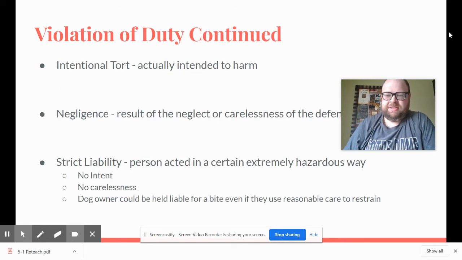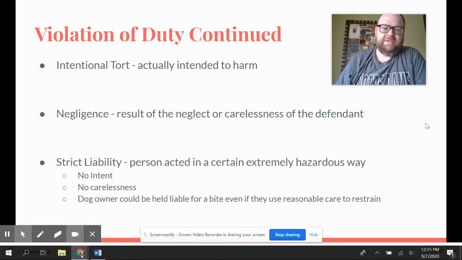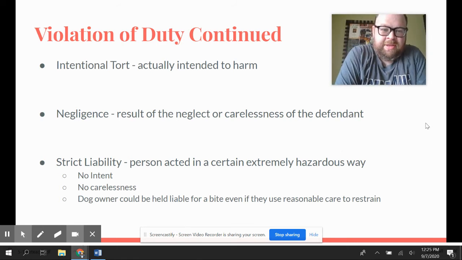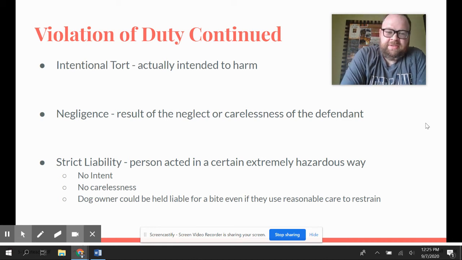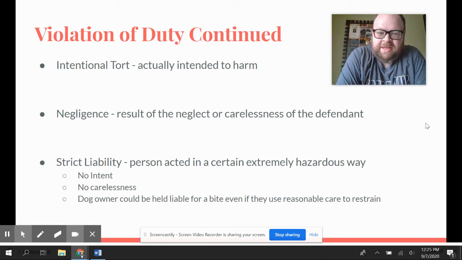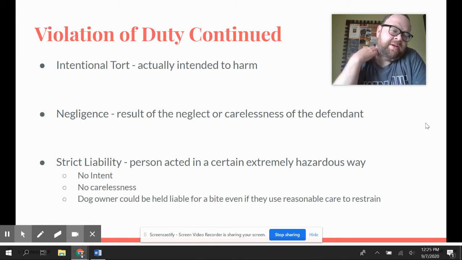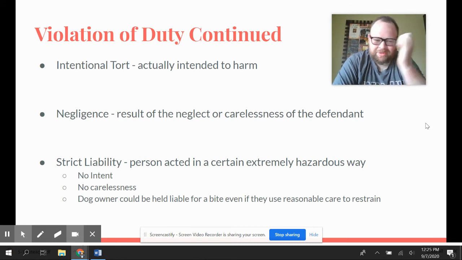Some definitions to know here. Intentional tort is something where you actually intend to harm. Negligence results from the neglect or careless act of the defendant. And then there's strict liability, which is when a person acted in a certain extremely hazardous way. For strict liability, there's really no intent, there's no carelessness. Something would be like if you were walking your dog down the street and he somehow broke loose from you and bit another person, that would be strict liability.